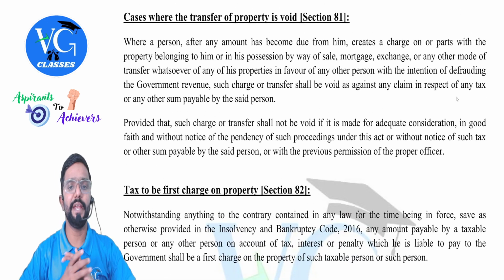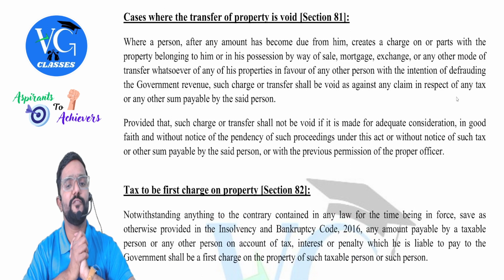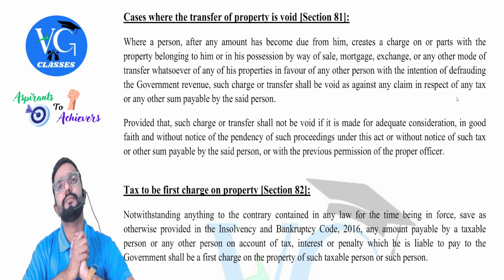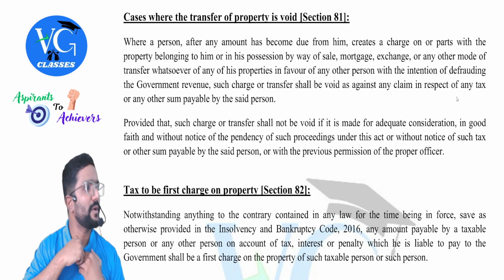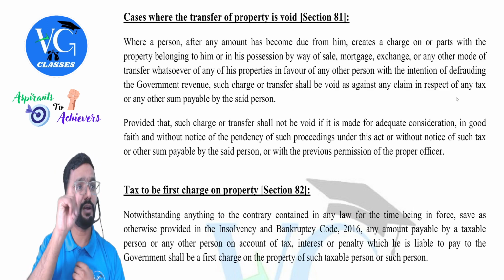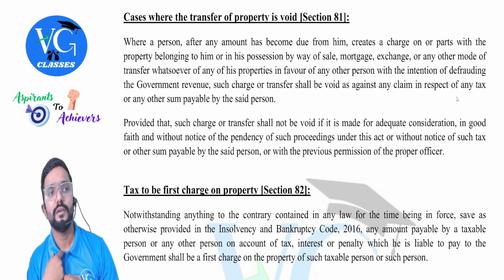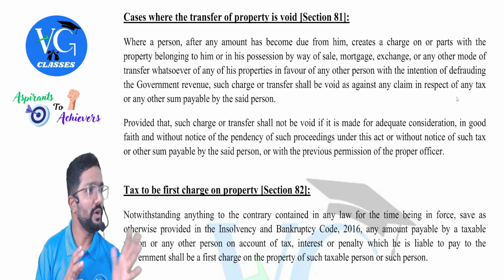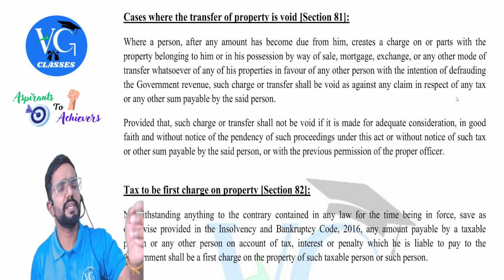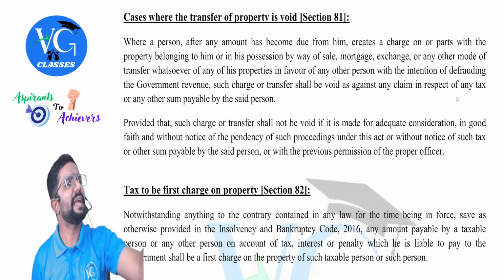Next, section 81. Case where the transfer of property is void. You know voidable and all, no? Okay. Sir, now assume a registered person was supposed to pay GST of 25 lakh, for which his property has been freezed by the proper officer, telling this property you cannot sell without our permission. Even after that, assume registered person sold it. He sold it or he pledged it. Pledged it in the sense he kept it as a security to take any loan.